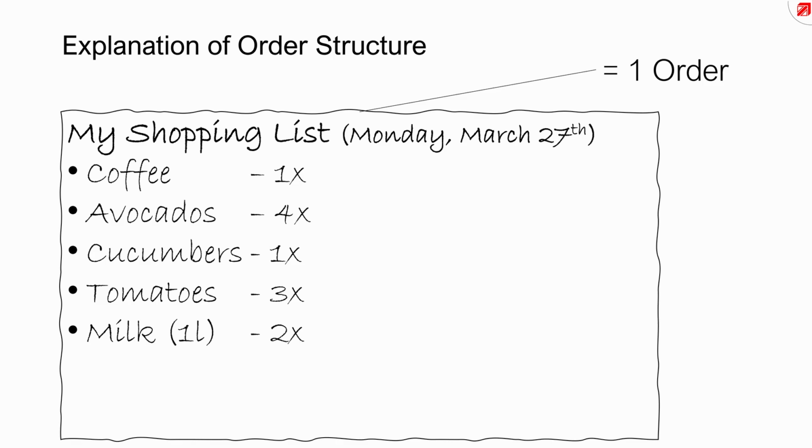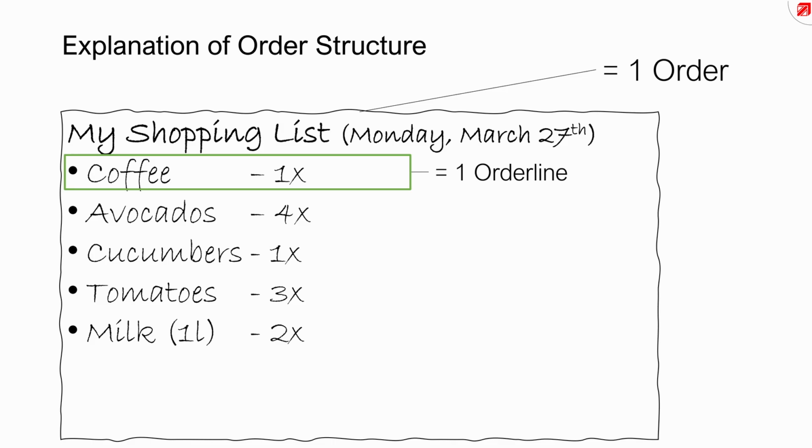In your shopping list, every single line represents one particular product, and each product occurs in only one line. That's the order line. If you wanted to buy 3 tomatoes, you wouldn't write down tomato and then tomato again on the next line and then tomato again on the next line. Instead, you would just write tomatoes and then add 3 to indicate the quantity. And that's basically how a picking order looks in the warehouse.